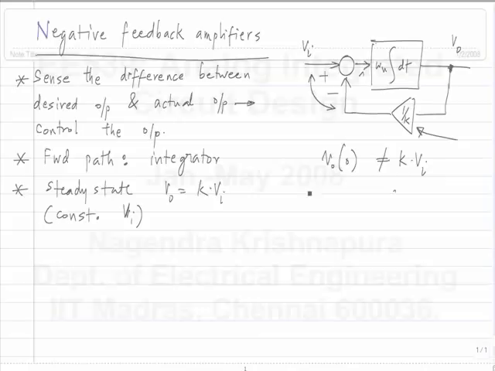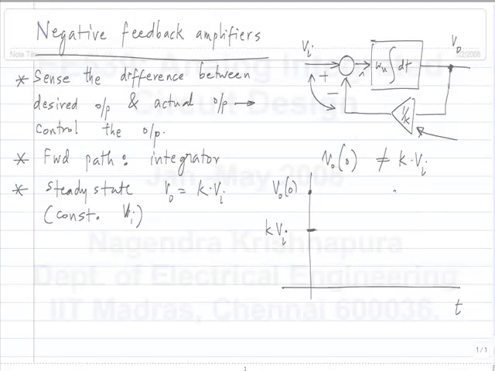So let's say, again, the x-axis is time, and this is the desired output, K times Vi. But for some reason, the state of the integrator is higher than this to start off with. So this is V0 at time 0. What's going to happen? It will reach kVi at infinity, but how does it? Does it do this? Or does it do something like this? Or what does it do?